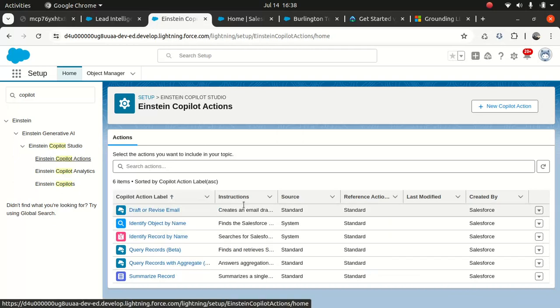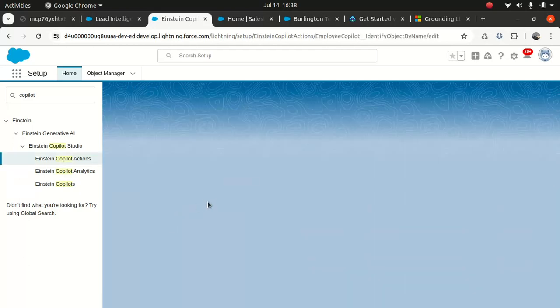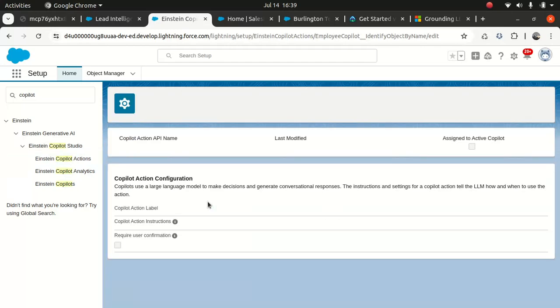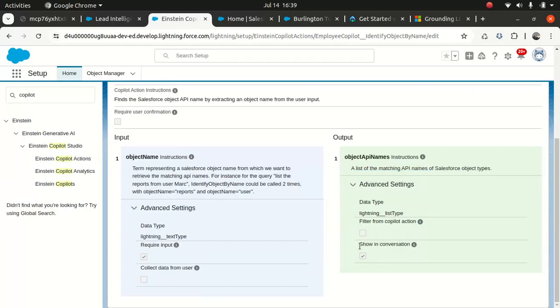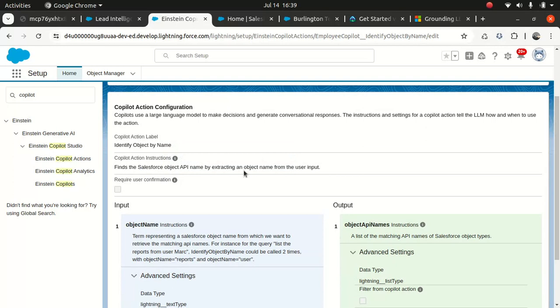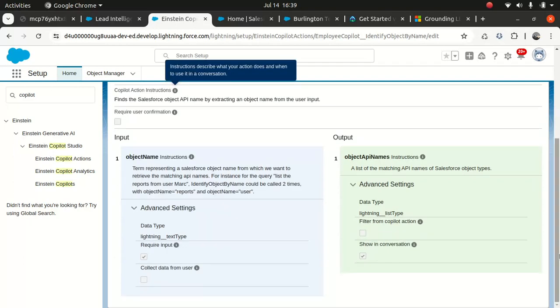So, Einstein actions, we're going to do that. You can create a new Copilot action. These are the existing ones, the standard ones. For instance, identify object by name. If you go here, it's going to take some time. You have input, you have output, and this is your Copilot instruction, and Find Salesforce Object API. We're going to do that. I'll help you create one.